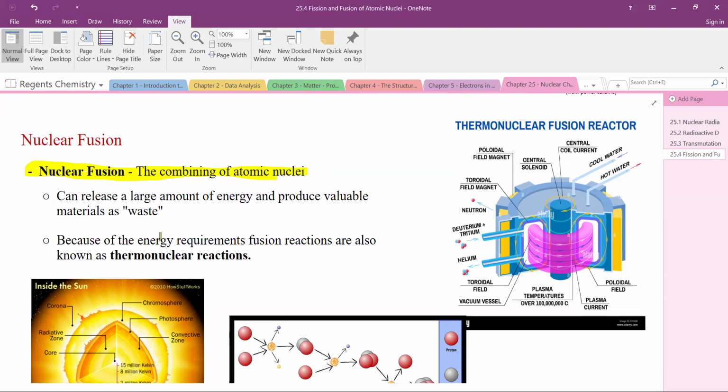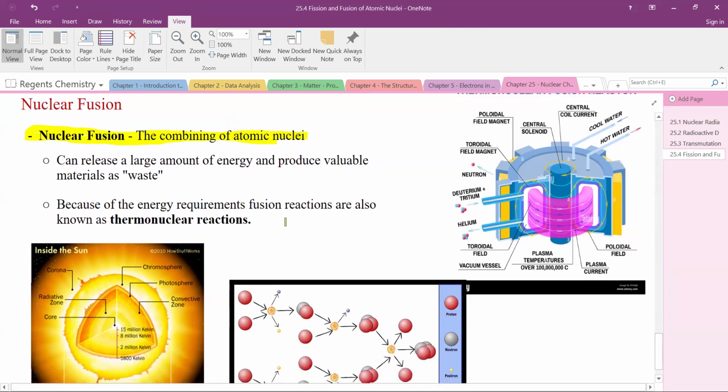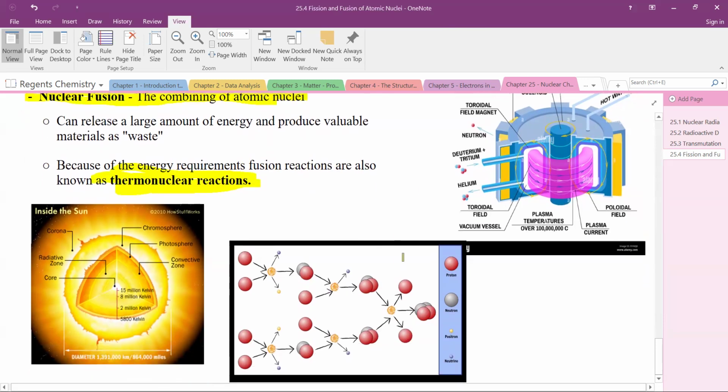Now, that's not all, though, because we can continue to fuse elements together and we can make carbon, we could make phosphorus, we can make other bigger elements, all the way up to even gold could be coming out of these nuclear fusion reactors. So not only does it produce a lot of energy, but the waste is valuable materials that we could use in other things. So it doesn't really have waste. Now, these fusion reactors are also known as thermonuclear reactions, just so you know, because they release so much energy. And you can see this actually is the nuclear process that's happening in the sun.